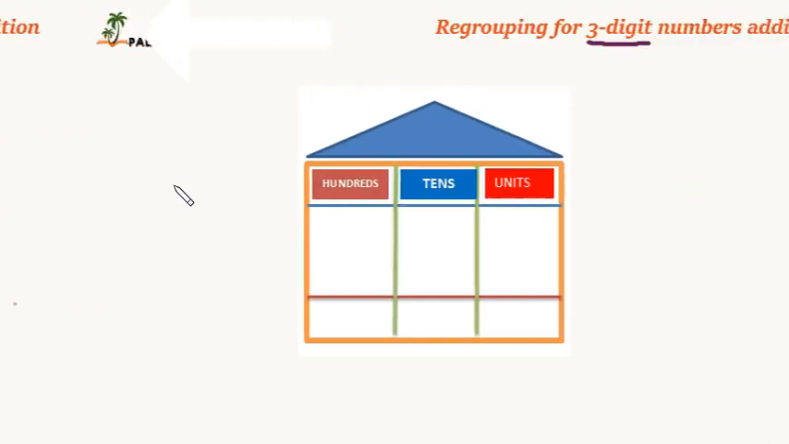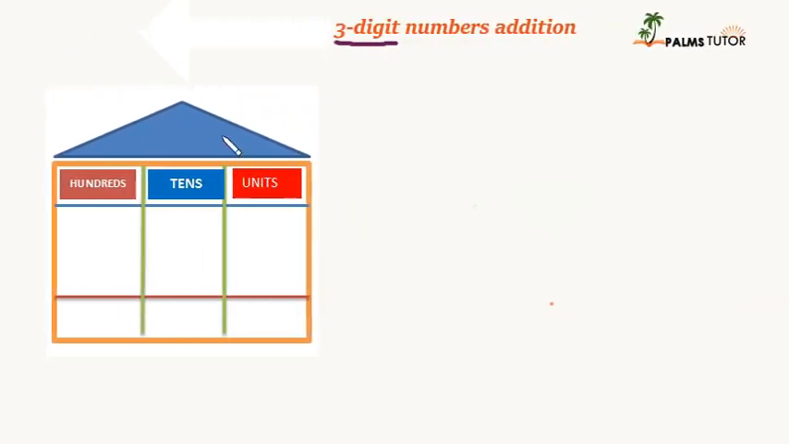This is a place value house. In this house, there are 3 rooms. Do you know why it has 3 rooms? Because the number has 3 digits. We have the hundreds room, the tens room, and the units room.